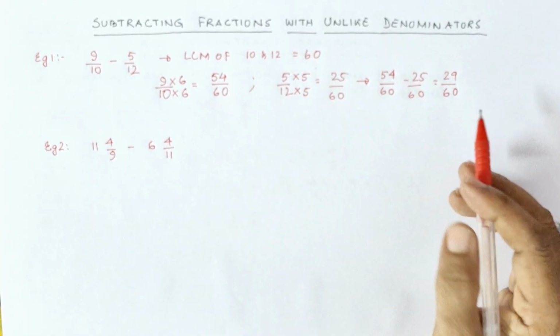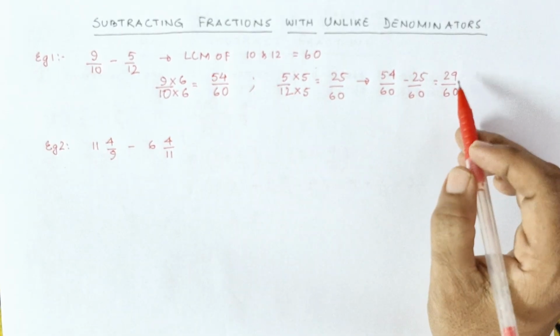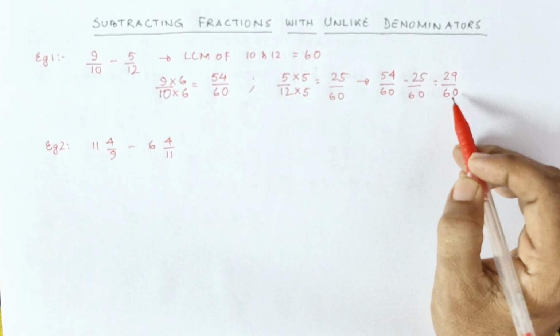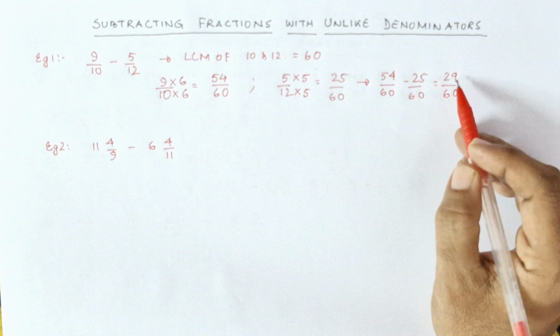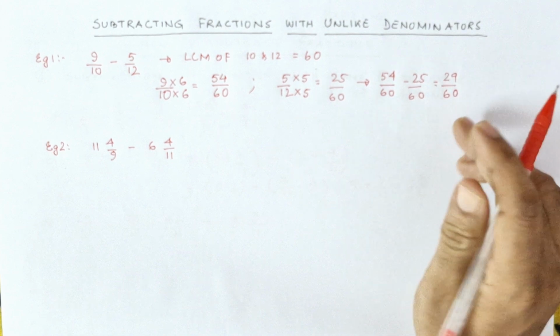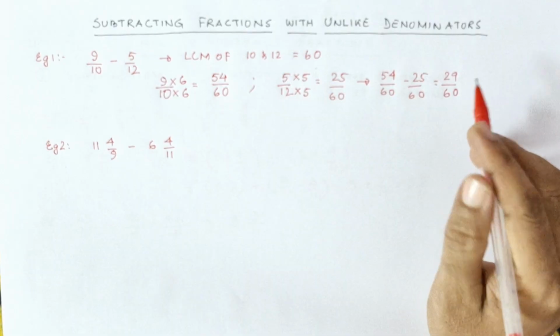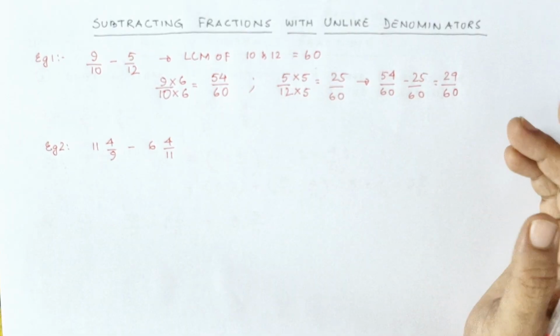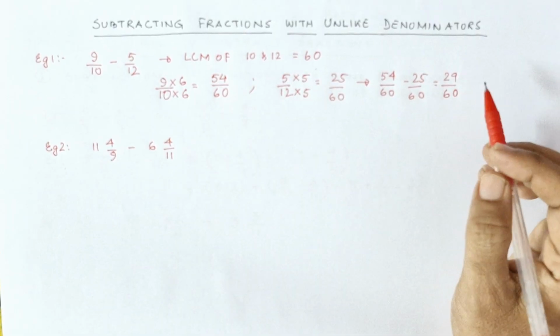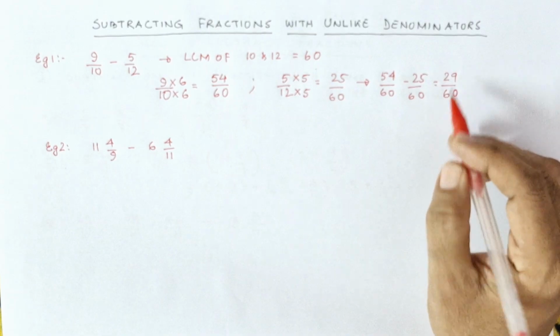Got it? So if needed, you can simplify. There is no question of simplification here, so we'll keep it as 29 by 60. This is a proper fraction, so it should not be converted into a mixed fraction. There is no way that it can be converted into a mixed fraction because this is a proper fraction.